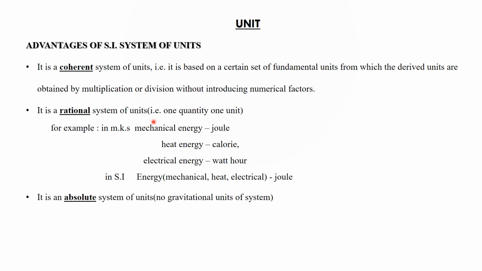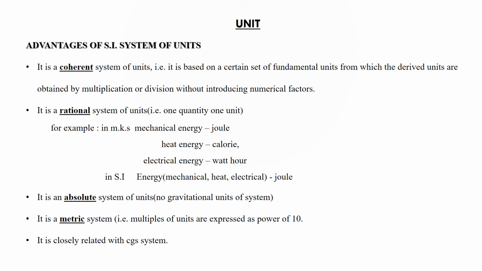It is an absolute system of units. That means no gravitational system of units is used here. About the absolute system, you will study in the chapter Force and Laws of Motion. It is a metric system. That means multiples of units are expressed as a power of 10. For example, 1 kg is equal to 1000 grams. It is closely related with the CGS system.